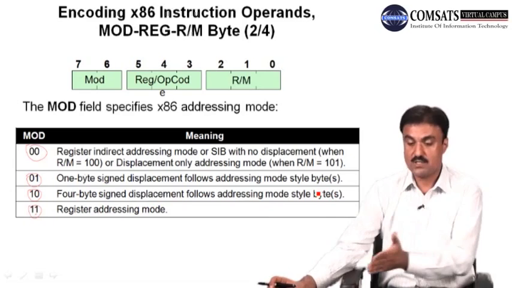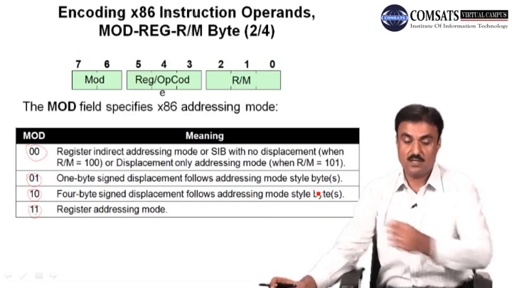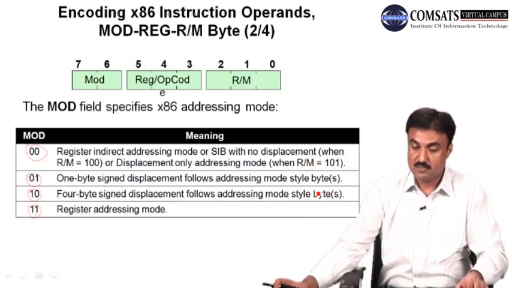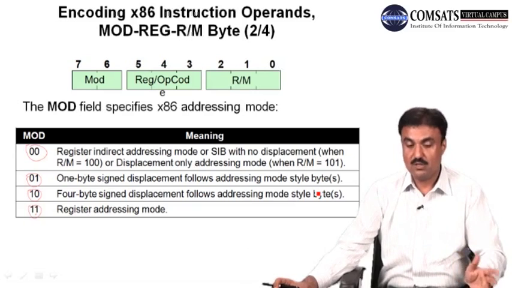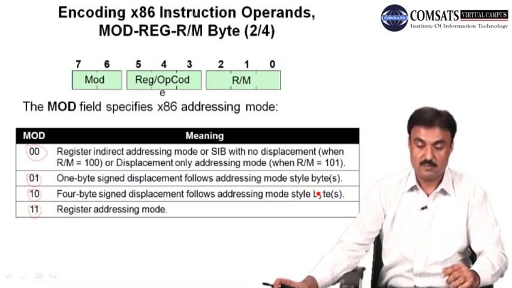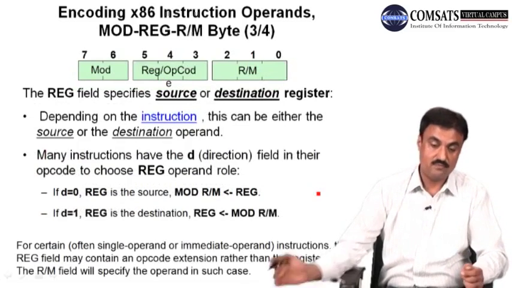So whatever addressing mode you are using, a 4-byte signed displacement will be used. If you are using 01 for the mode, then it will use only a 1-byte signed displacement. You will see this in the examples later on.